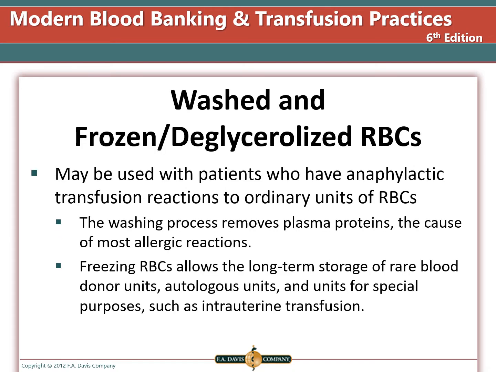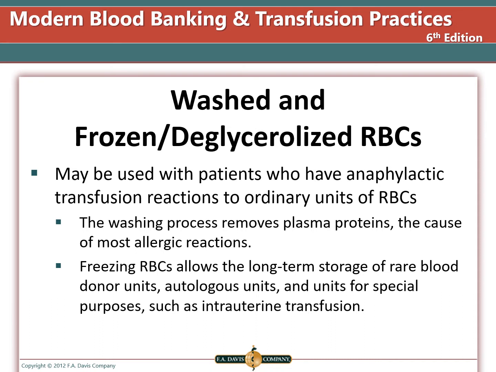Washed or frozen deglycerized red blood cells may be indicated for people who have anaphylactic reactions to ordinary units due to residual plasma. The washing removes plasma proteins that cause these allergic reactions. Freezing red blood cells allows us to store them for 10 years. When we thaw and deglycerize them, it also removes the plasma proteins. Bombay and other rare types may be stored this way.